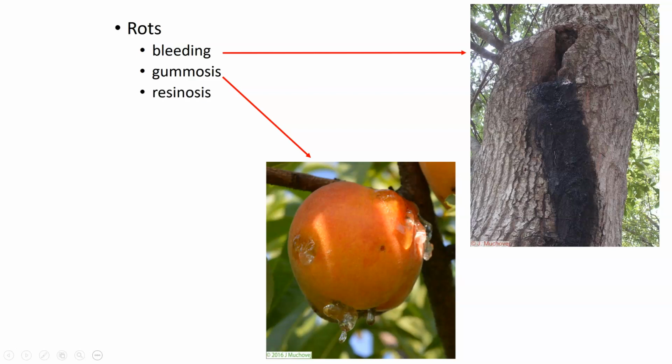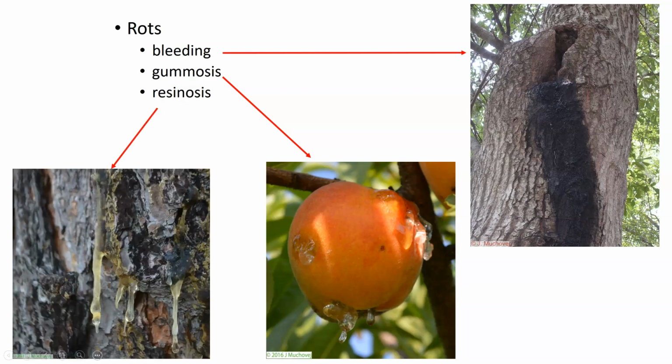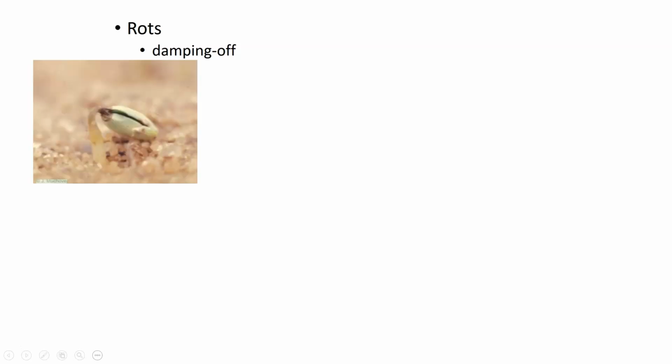We have resinosis, and this is the release of resins. This is on a pine tree, and you can see these resins just dripping off, and it's rather nasty looking, but it's an interesting sort of rotting where you're getting a release of resin. We have a very specialized type of rotting, which is called damping off. This is a very problematic disease because you get the seed being decayed when it's first coming up, which means the plant's not going to survive.